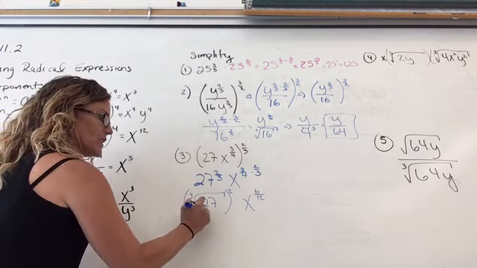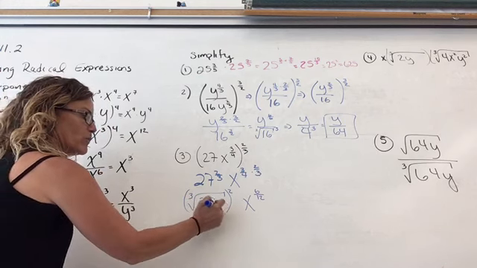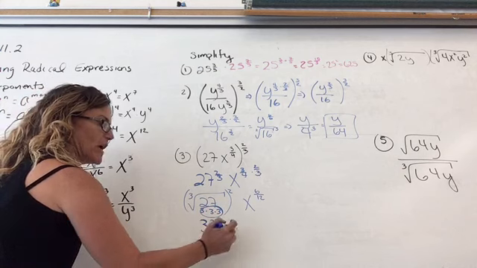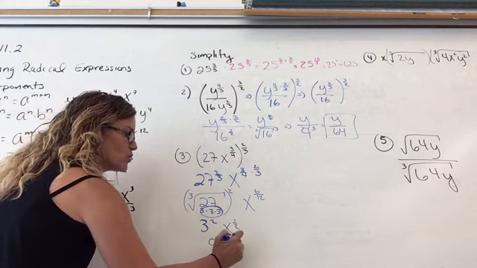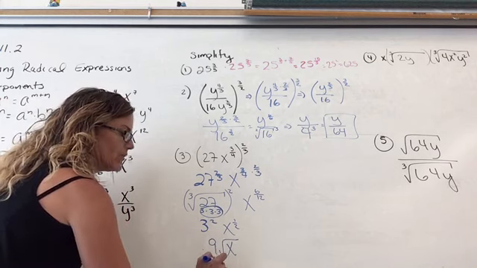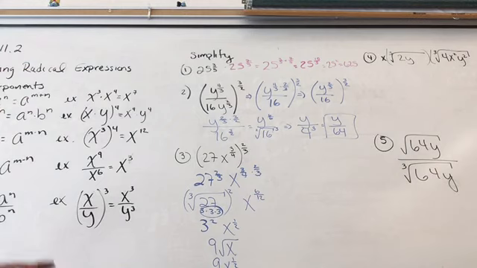This one, 27, that's 3 times 3 times 3. So the cube root, I take a group of 3's out. I square it, x to the 1/2. So I get 9 square roots of x, or you can leave it as 9x to the 1/2. Either way is the simplified version.